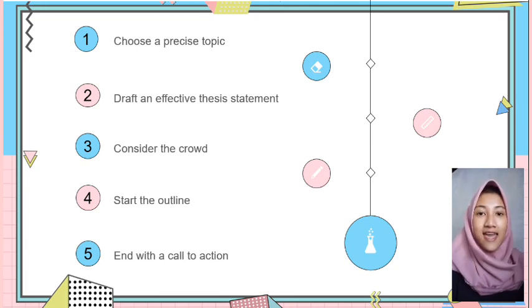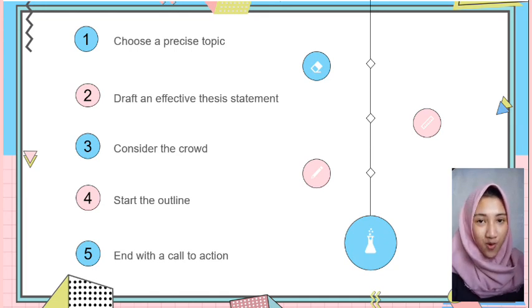And the last is end with a call to action. An informative speech is different than a persuasive speech, but if your topic is interesting enough, it will naturally entice the audience to want to learn more. Such as people read more about your topic, encourage them to never stop learning. These gentle and altruistic calls to action are a nice way to wrap up and encourage your audience to keep learning.